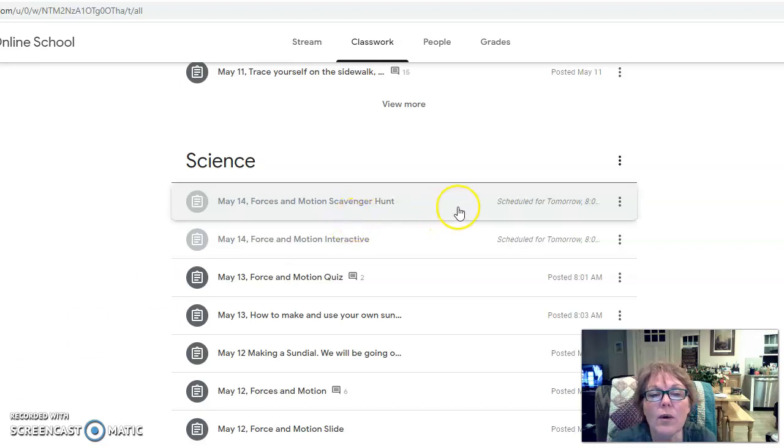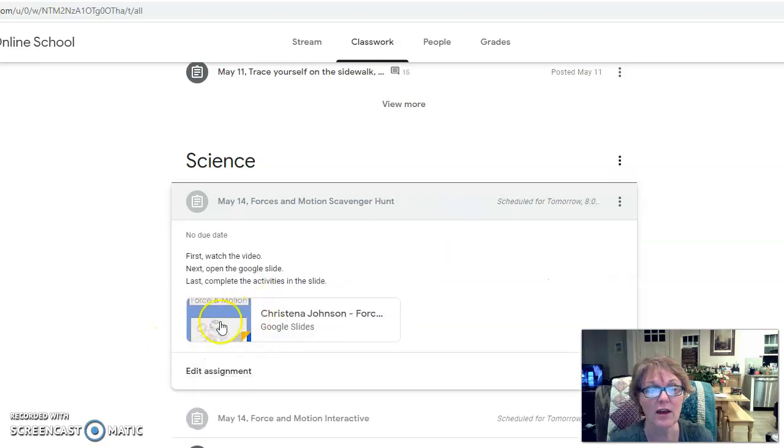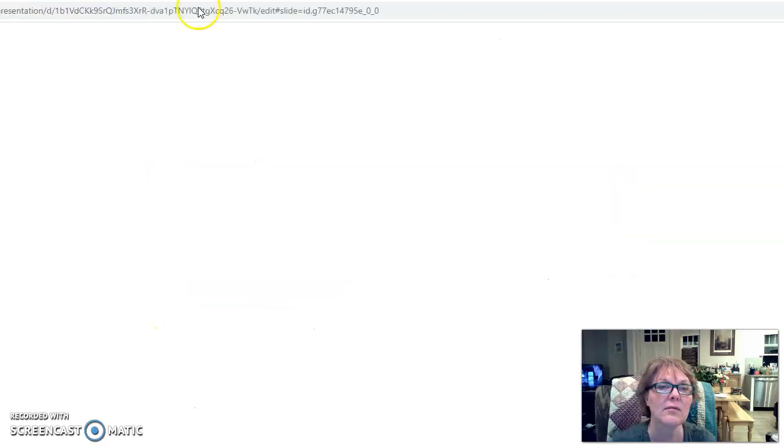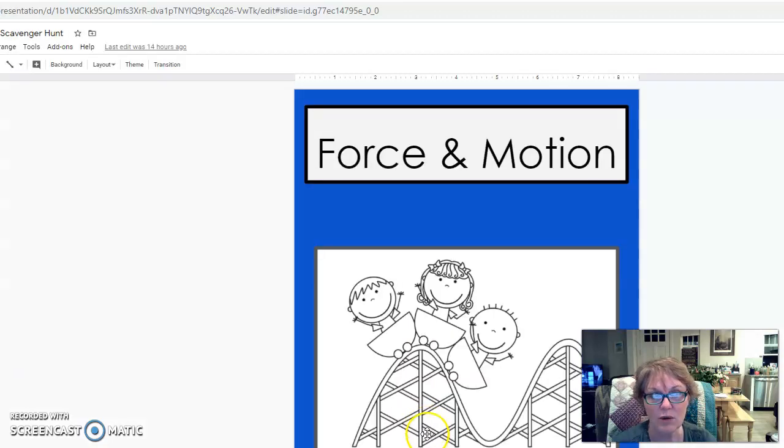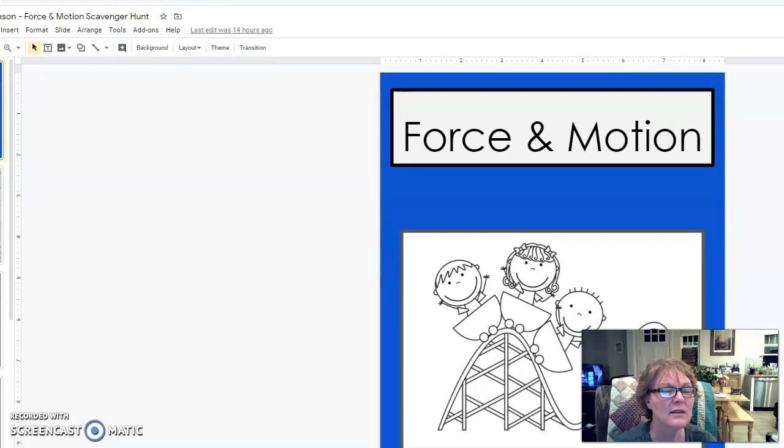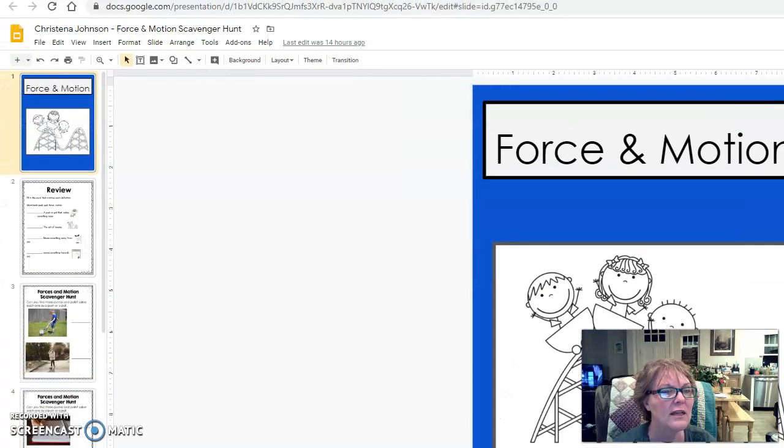Okay, so we're going to go on a forces and motion scavenger hunt. So click on this, and then to this, to the assignment. Okay, and it'll show up right here. This is a slides assignment. So you have all these slides over here that you'll click on.